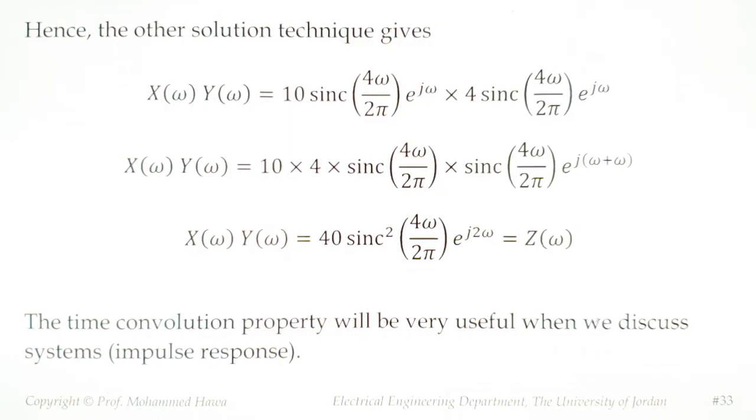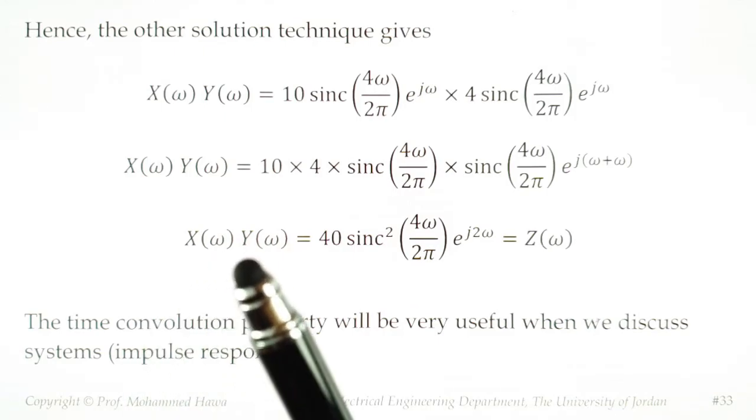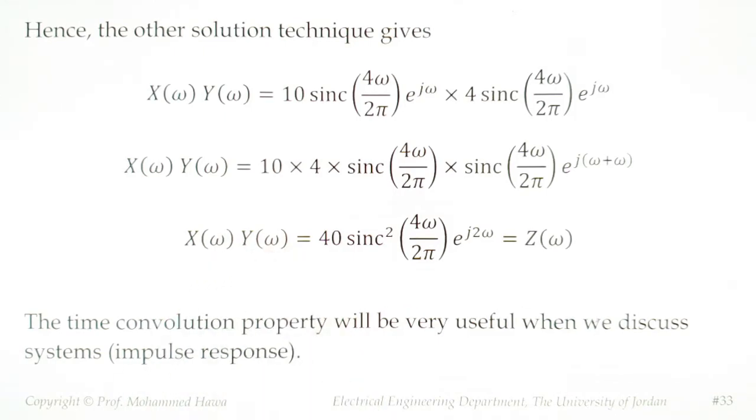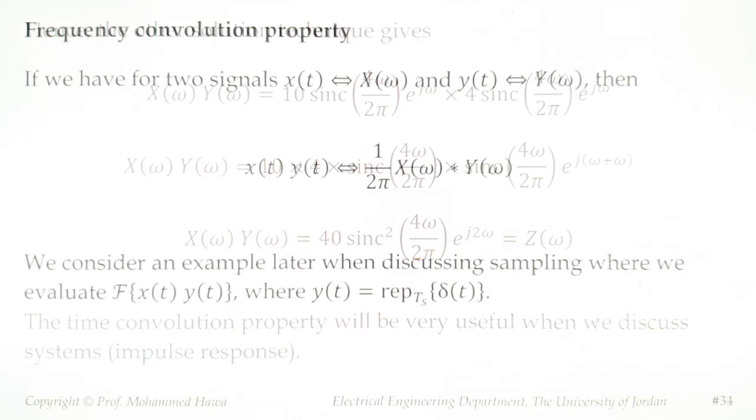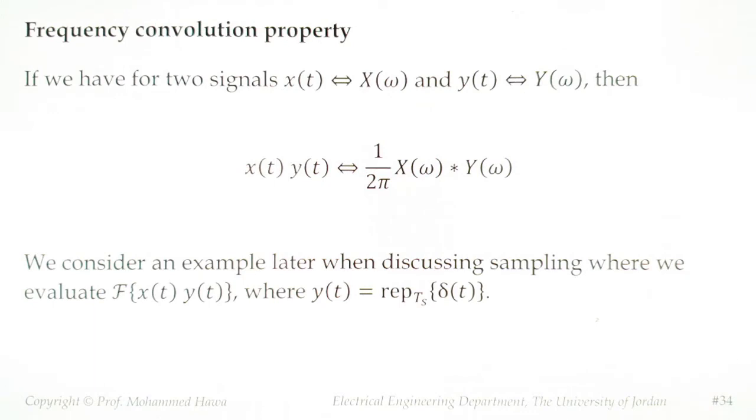This is the exact same result we got for Z of omega in our first solution technique. So we've seen in this example that if you find the Fourier transform of the convolution between x of t and y of t, it's the same answer as the multiplication of X of omega by Y of omega. This time convolution property is quite useful, especially when we talk about systems, because the output of a system will be calculated as convolution.